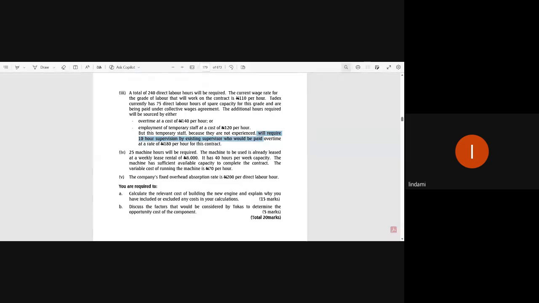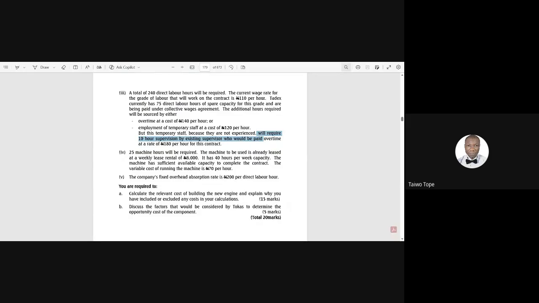You are required to: A. Calculate the relevant cost of building the new engine and explain why you have included or excluded any costs in your calculations. B. Discuss the factors that would be considered by Toka to determine the opportunity cost of the component. 15 marks, 5 marks, 20 marks.